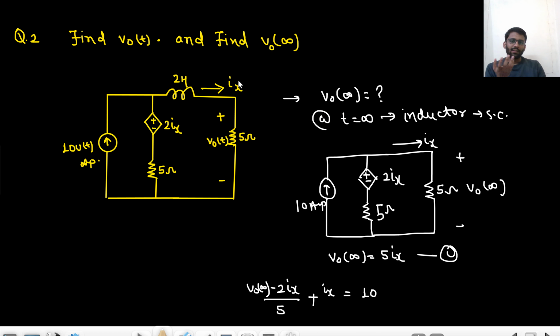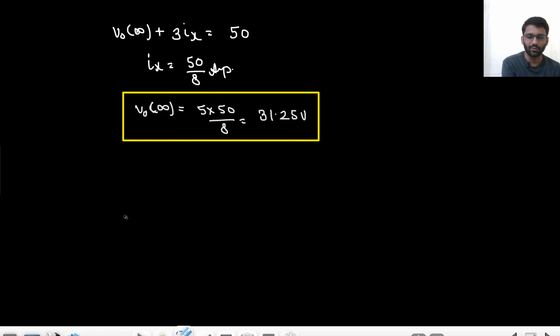Okay. Now, if they had asked you to write the expression of V naught t, what would you have done? Similar way you find V naught infinity, you could have found V naught 0. Then you needed to find tau. Or you can solve by Laplace. Solving by Laplace will take less time as per me. If you had solved it in time domain, what would you have done?